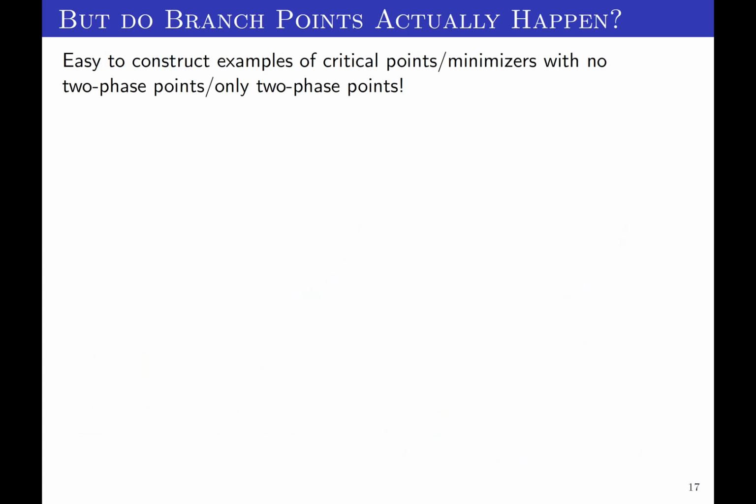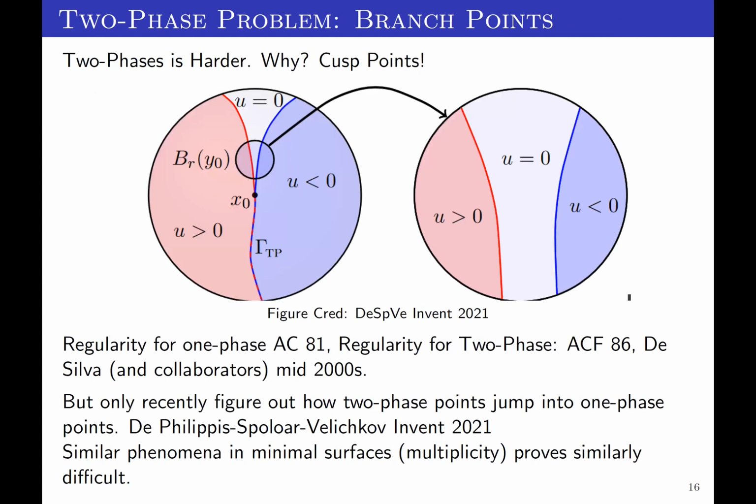So this is a beautiful paper by Guido, Bojo, and Luca. But it begs a very important question. Can you actually write down an example where the free boundary looks like this, where the free boundary has a cusp set? It's not so easy to do.